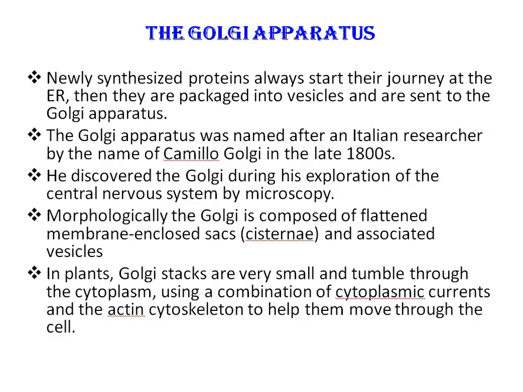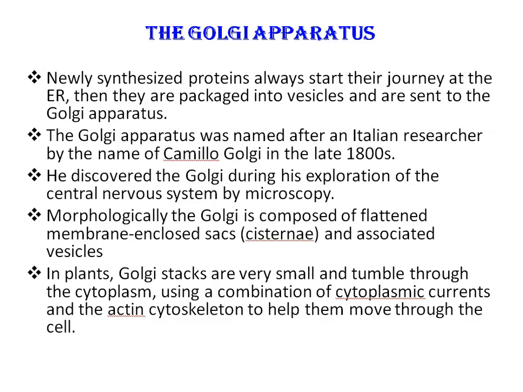The Golgi complex is named after an Italian researcher by the name of Camillo Golgi in the late 18th century. He discovered the Golgi during his exploration of the central nervous system by microscopy. Morphologically, the Golgi complex is composed of flattened membrane-enclosed sacs called cisternae and associated vesicles. In the Golgi complex, cargo enters at one end, the cis phase, for newly synthesized proteins, and exits at the other end called the trans phase of the Golgi complex.